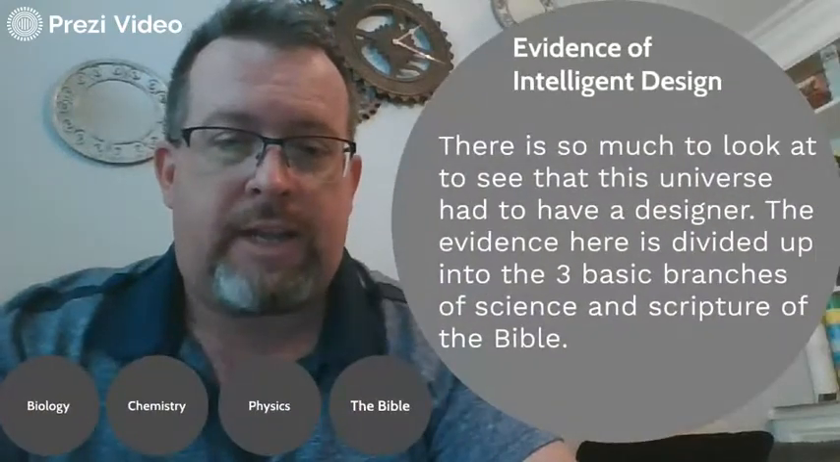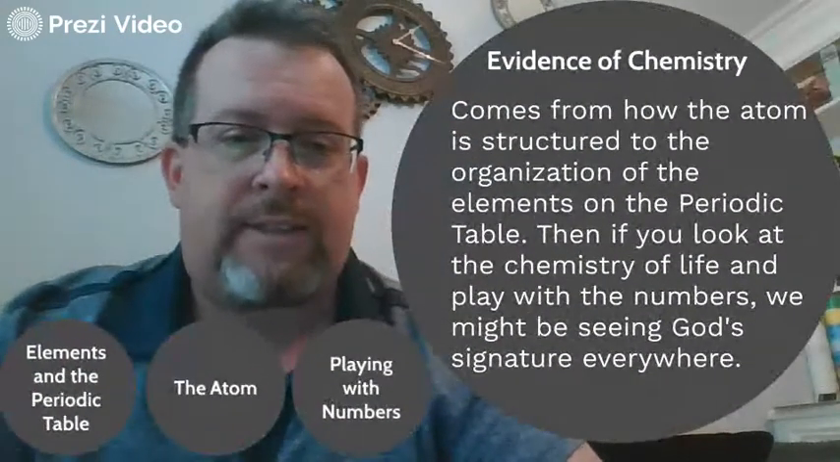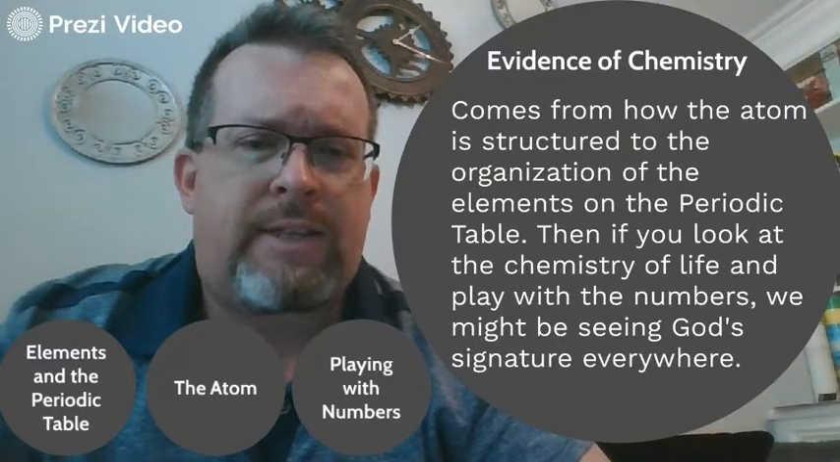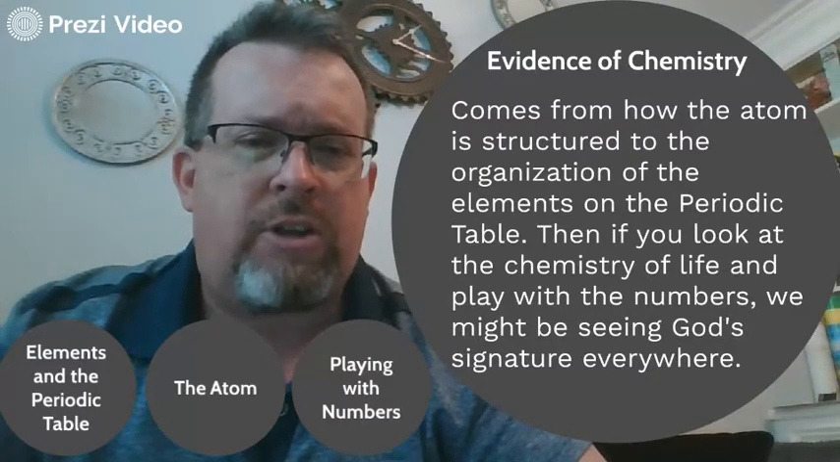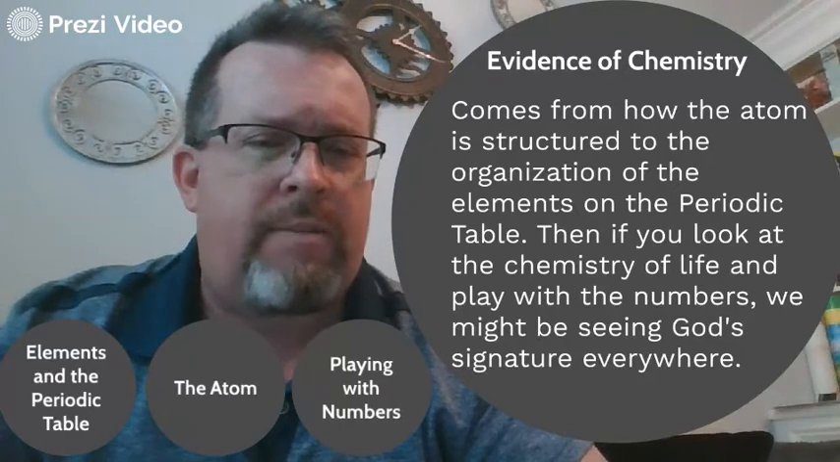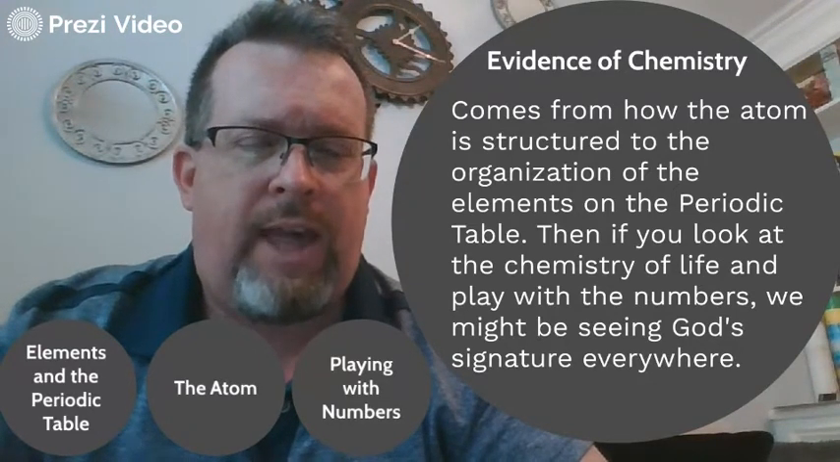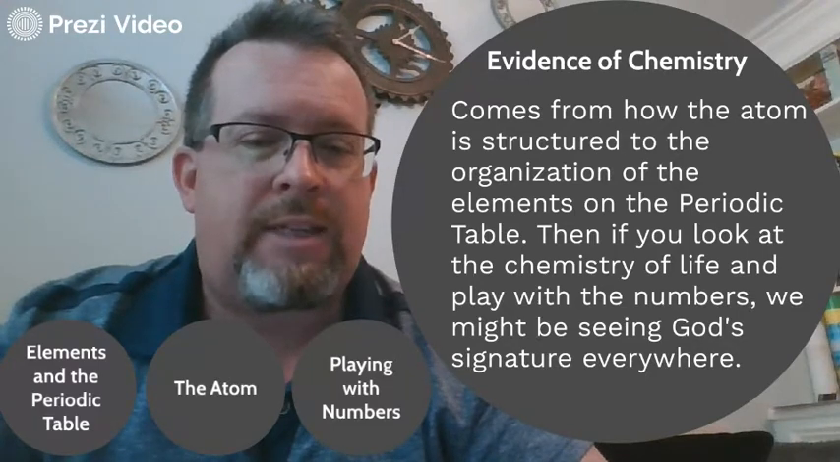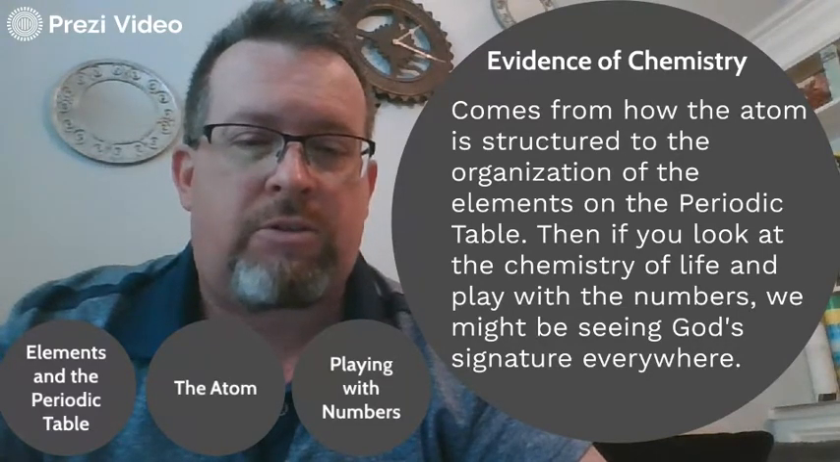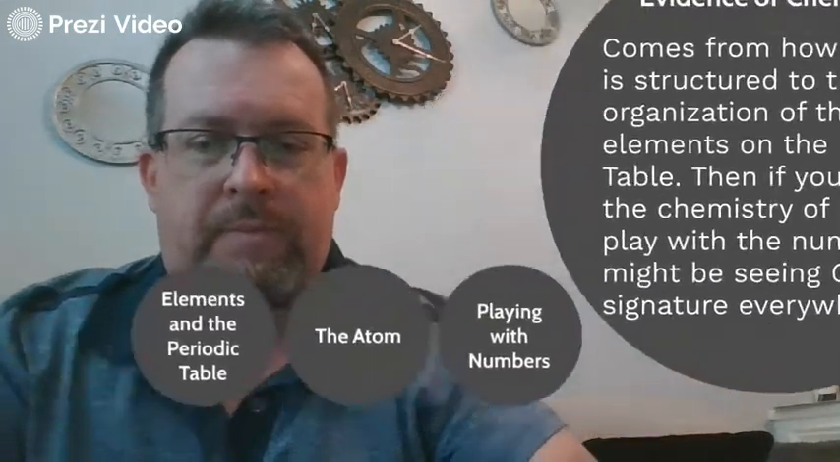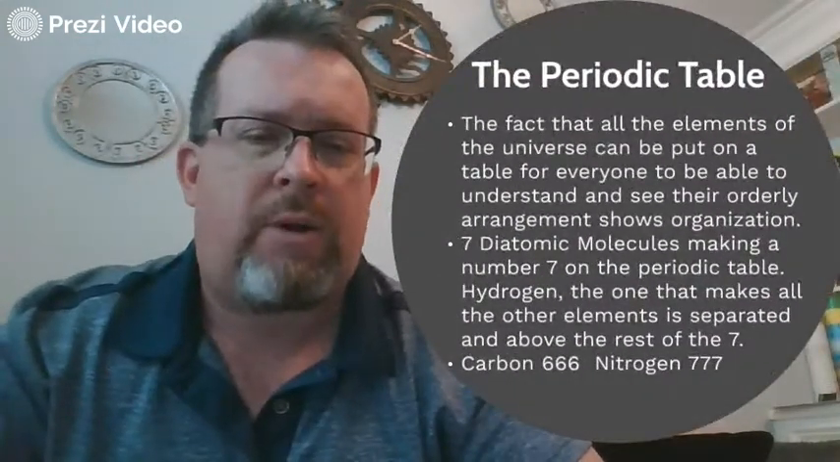So that's evidence in biology. Now let's look at the evidence in chemistry. It comes from how the atom is structured to the organization of the elements in the periodic table. Then if you look at the chemistry of life and play with the numbers, we might be seeing God's signature everywhere. So there are lots of places we can see God's signature in life. So let's first look at the elements in the periodic table.